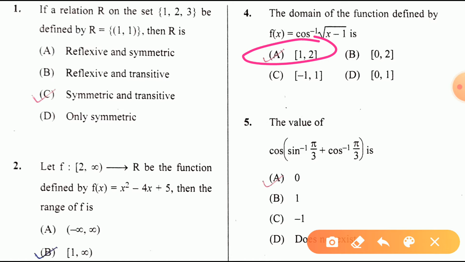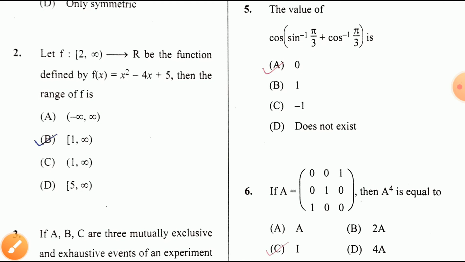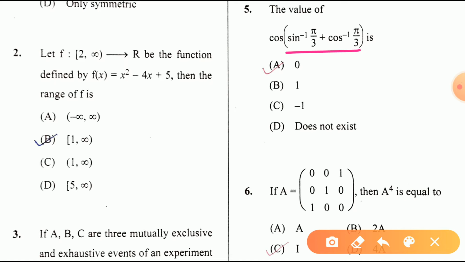Okay. Next, question number 5. The value of cos of (sin inverse of 5 by 3 plus cos inverse of 5 by 3) is, if this is equal to 5 by 2, cos of 5 by 2 is equal to 0. The right choice of this question is A, that is 0.